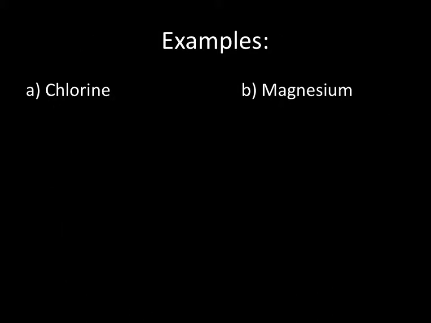So let's look at some examples. For the first example, we'll look at the halogen chlorine. Halogens are group 17, and they will have 7 valence electrons. So the steps are as follows. First one is to write down the element symbol. Chlorine, of course, has the symbol Cl. And then we're going to place dots around the element symbol first until we pair them up.